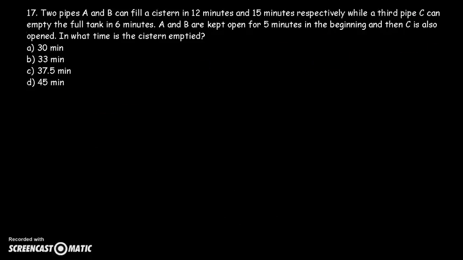Let us check out the next question. Two pipes A and B can fill a cistern in 12 minutes and 15 minutes respectively, while a third pipe C can empty the full tank in 6 minutes. A and B are kept open for 5 minutes in the beginning, and then C is also opened. In what time is the cistern emptied?